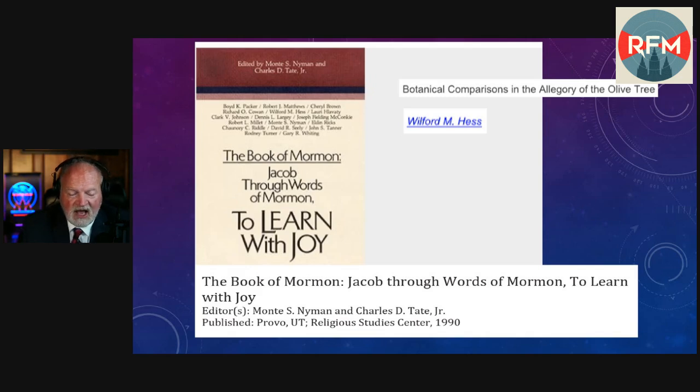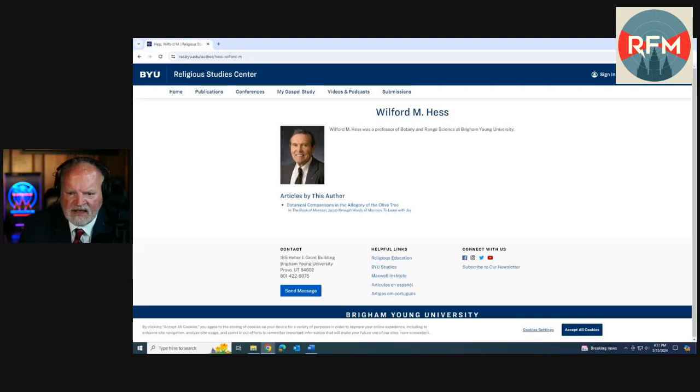For this proposition, I am going to cite no other than a person who is a horticulturalist, or at least he was a botanist. This comes from a book published in 1990. It is published by BYU, the Religious Studies Center. It is titled The Book of Mormon, Jacob Through Words of Mormon. It's a collection of essays as well, To Learn with Joy. And it is an article in this book titled Botanical Comparisons in the Allegory of the Olive Tree by Wilford M. Hess. So who is this Wilford M. Hess individual? There he is.